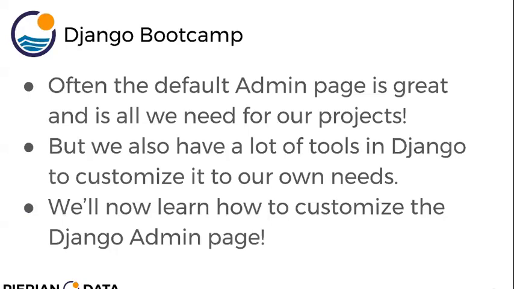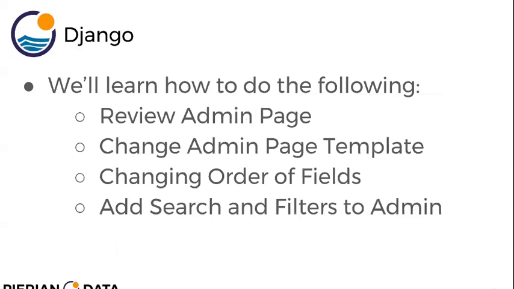According to our needs, we are going to now learn how to customize this Django admin, as well as the features of the admin page we will see. So we are going to learn how to do the following things. We'll discuss a quick review of the admin page and how it's used. Then we'll change the admin page template, how it is showing. You can actually override templates on the admin page, and then we will show you things like changing the order of fields that show up and adding search and filters to the admin site.